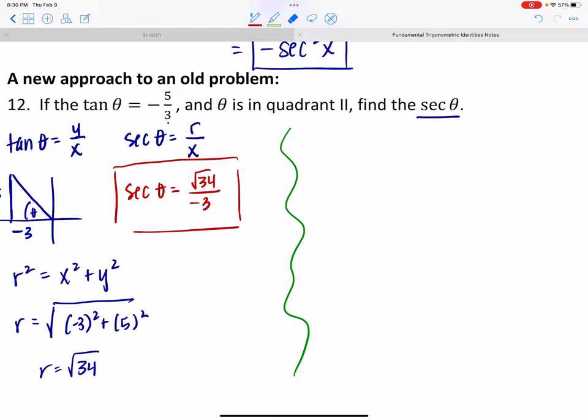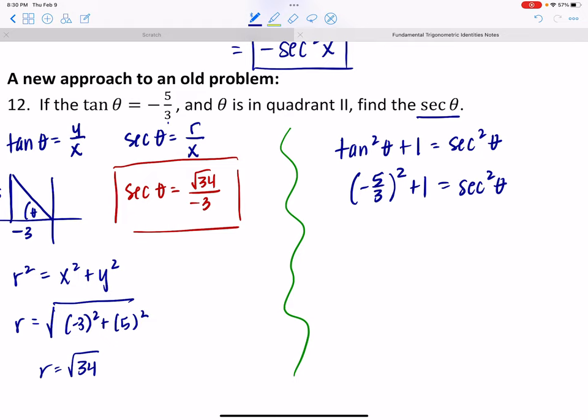So we know from the second Pythagorean identity that tangent squared plus 1 is equal to secant squared. Okay, so tangent I know is negative 5/3. Well, what I need to do is plug that in, but square it. So negative 5/3 squared, I can just plug that value in, plus 1 has to equal the secant squared. Well, I can square this. Negative 5 over 3 times negative 5 over 3 becomes 25 over 9.